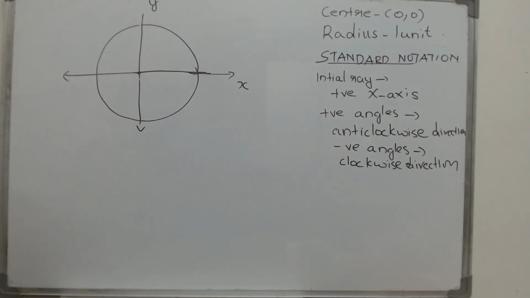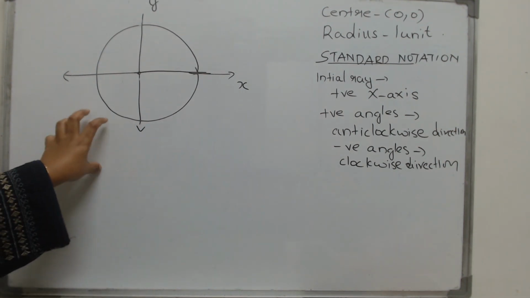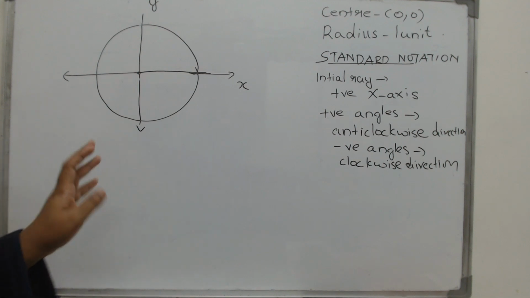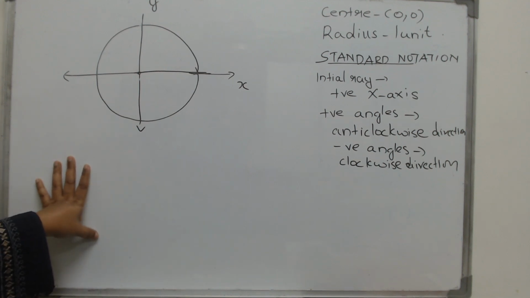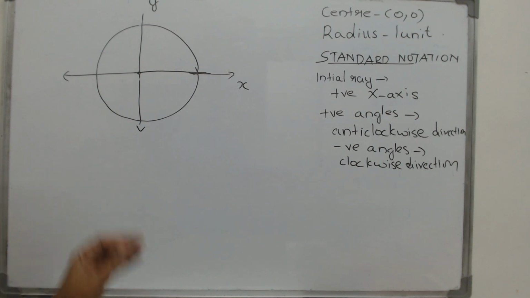What do we mean by 1 unit? If you are making a toy, it is 1 millimeter. If you are building a bridge, it is 1 kilometer. Whatever it is, it is 1 unit.